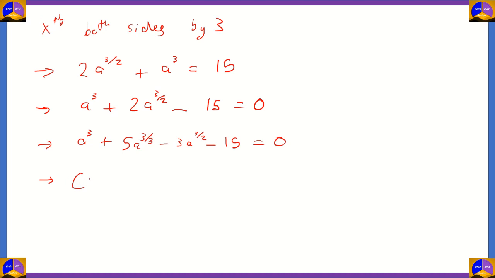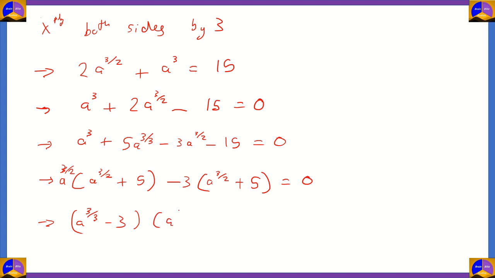So then it'll be a raised to 3 by 2, that's taken outside, and then inside it'll be a raised to 3 by 2 plus 5. Then on the other side it'll be minus 3 times a raised to 3 by 2 plus 5, which is equal to 0. So the two equations that we get are a raised to 3 by 2 minus 3 and a raised to 3 by 2 plus 5. So the possible values of a raised to 3 by 2 will be equal to minus 5 or 3.